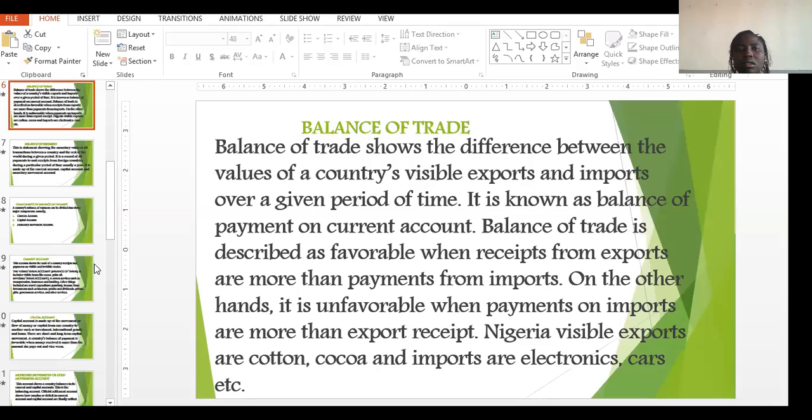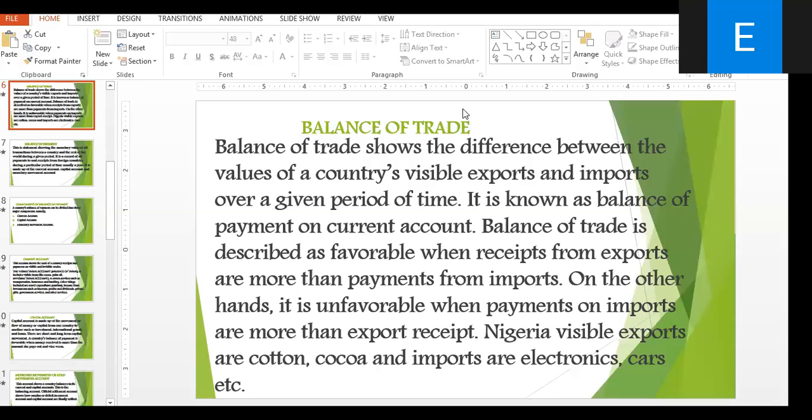The balance of trade shows the difference between the value of a country's visible exports and imports over a given period of time. It is known as balance of payment on current accounts. Balance of trade is described as favorable when receipts from exports are more than payments for imports. On the other hand, it is unfavorable when payments on imports are more than export receipts.